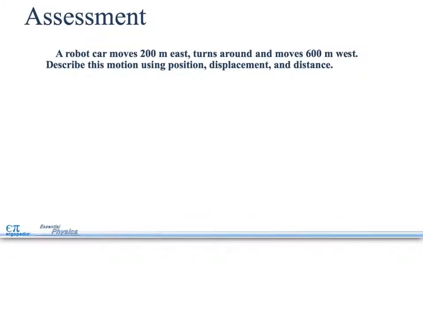All right, a robot moves 200 meters east, turns around and moves 600 meters west. Describe the motion using position, displacement, and distance. This is your first assessment question. Think about it. I'm going to move on. Pause the tape.